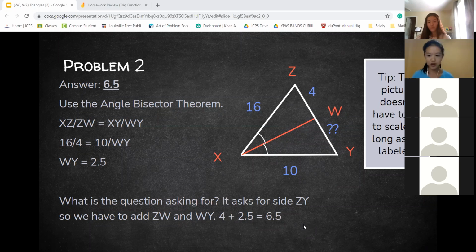When you're drawing triangles, it's good to stick with something neutral, like isosceles triangles or equilateral triangles. The picture doesn't have to be to scale, just as long as you know where everything is and you've labeled it.